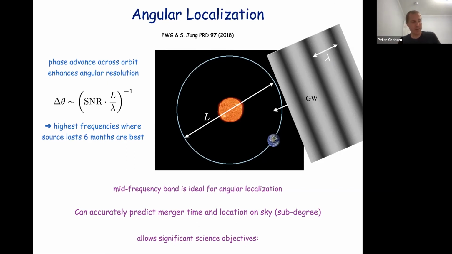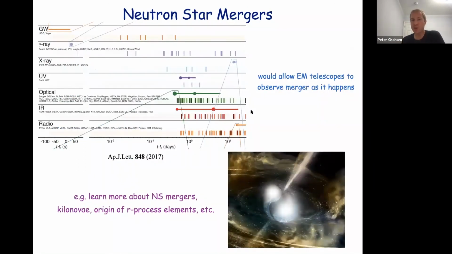Is that point clear? Are there questions on that? So that's kind of crucial to a lot of the science that you want to do. Okay, what can you do with this then? Well, one thing, for example, is observe these neutron star mergers.